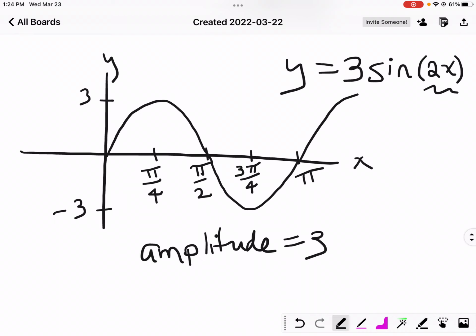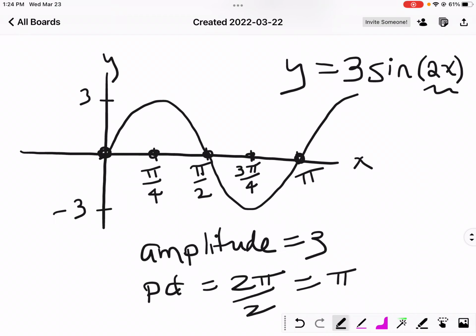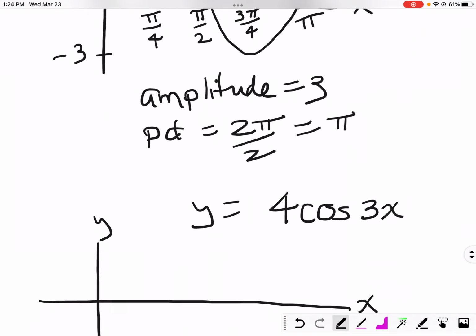So we graph the first point, the end point, and then the in-between point. So I typically go, when I'm graphing, here, here, here, here, and here, in terms of the x values, okay? By the way, the period is 2 pi over 2, which is pi, because this has been compressed by a factor of 2.